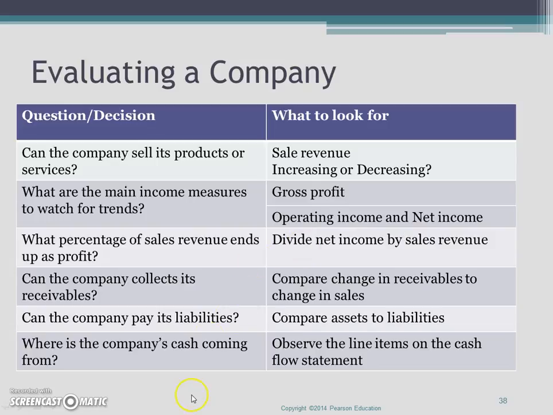And then there are the last three questions. For example, can it pay its liabilities? You're looking at assets to liabilities. There's a ratio for that, and we'll look at that later on. You look for that in the balance sheet. And where's the cash coming from? Then you look at the fourth financial statement, which is the statement of cash flows. So these are some great questions to ask.